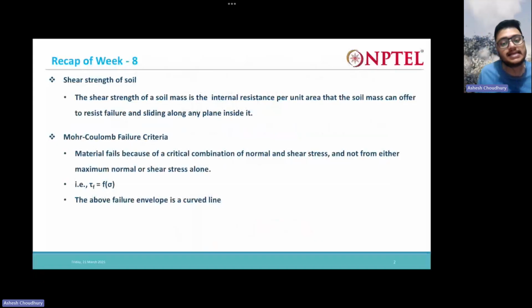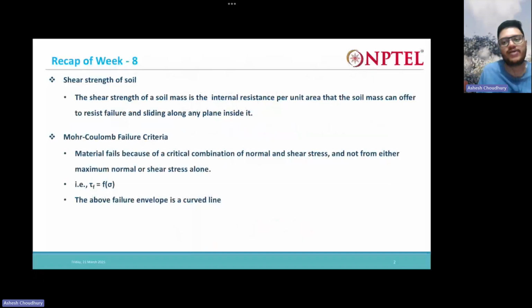Now, the internal resistance of the soil to resist this sliding is known as the shear strength of the soil. Okay, so that is nothing but the shear strength of the soil.